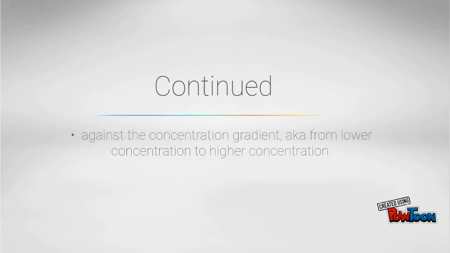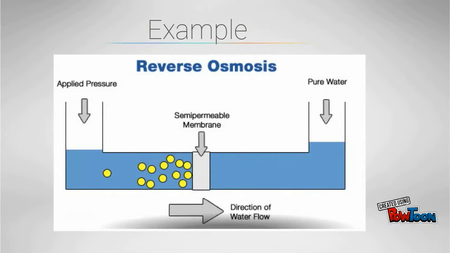The solvent travels across the membrane against the concentration gradient, so it's going from lower concentration to higher concentration. An example would be the image above, where you can see the semi-permeable membrane and the direction of the water flow.